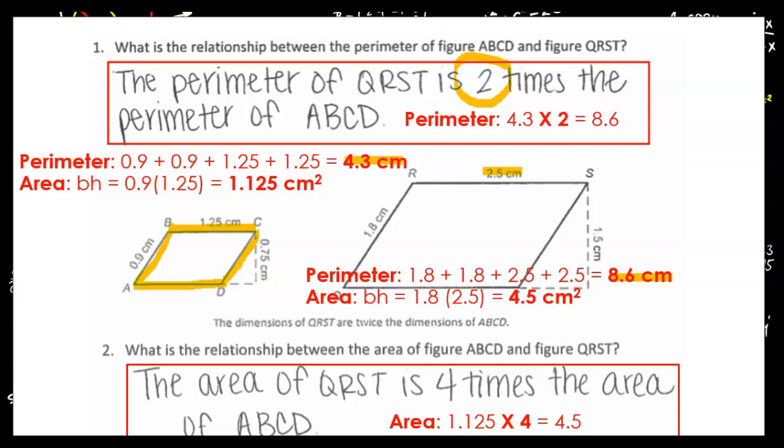Okay, then for the area is a little bit different, so pay close attention here. The area here for ABCD, 0.9 times 1.25, base times height, the area is 1.125 square centimeters. The area for QRST, 1.8 times 2.5 gives us 4.5 square centimeters. So the area is 4 times the original. So you have to be very careful when you are looking at those.